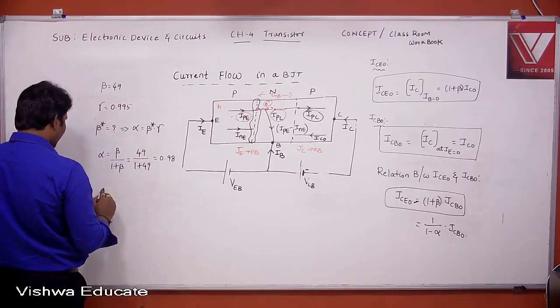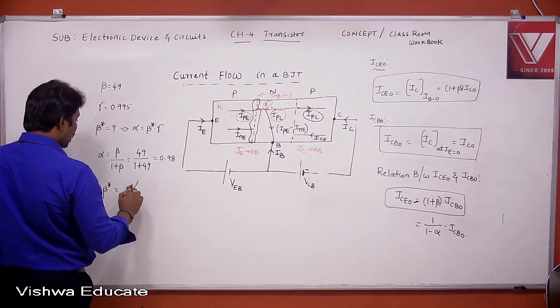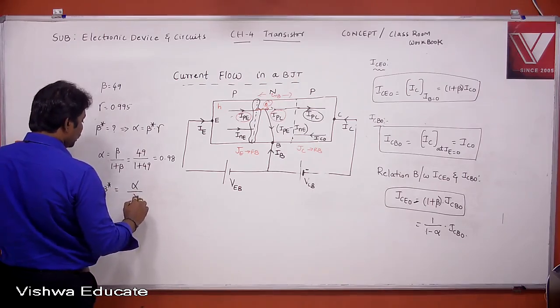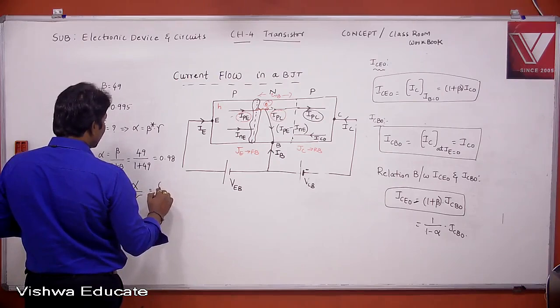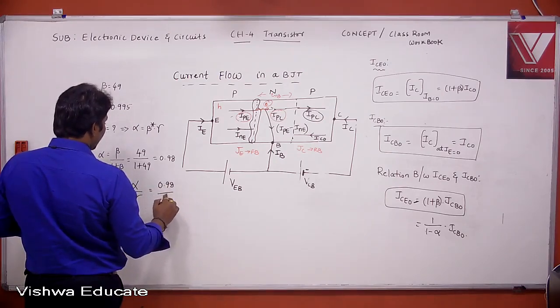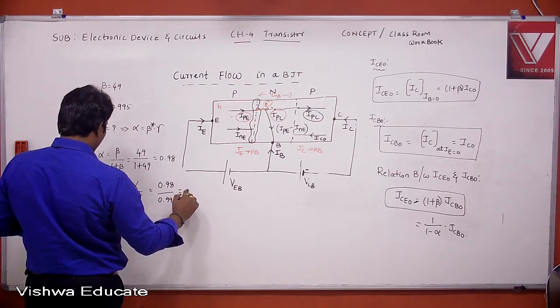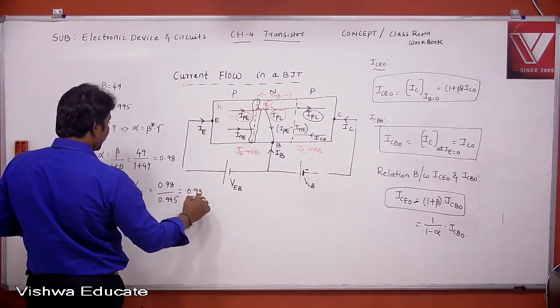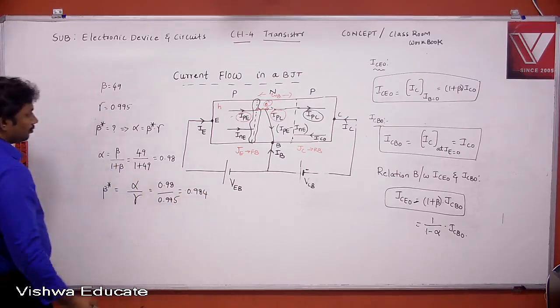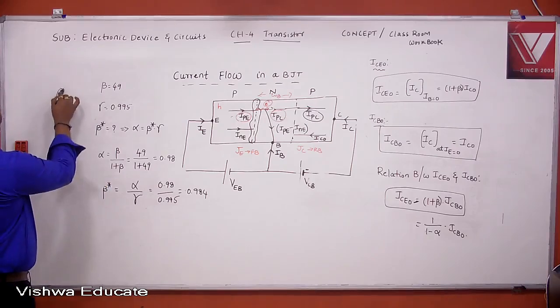Now what is transport factor actually? Transport factor is nothing but alpha by gamma. Alpha is 0.98 and the emitter efficiency is 0.995. So which is equal to 0.984. Copy. This is question number 1 in the classroom workbook.